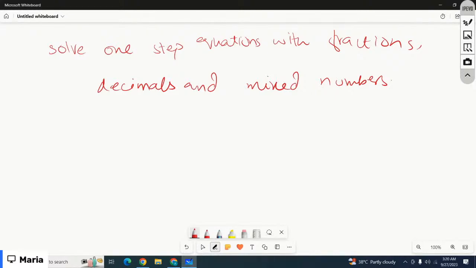Okay, let's just start with the practice questions. For example, the first one we have is h minus 4 equals 1 over 2. You can see the fractions and the whole numbers are involved here. So how do you solve? You have to isolate the variable h.